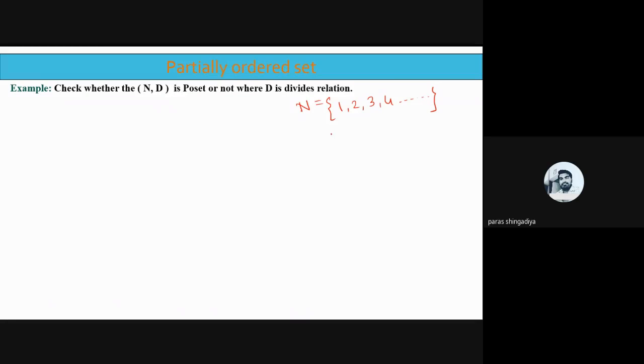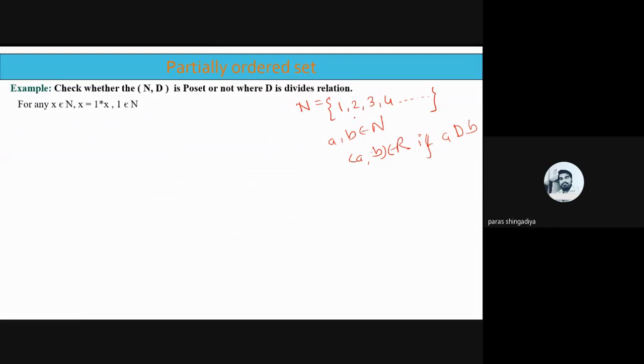So what does it mean? For x, y belonging to N, we can say that x, y belongs to the relation if x D y. Let us use another notation, a and b. A comma b belongs to R if a D b. That is, a comma b belongs to R if a divides b.